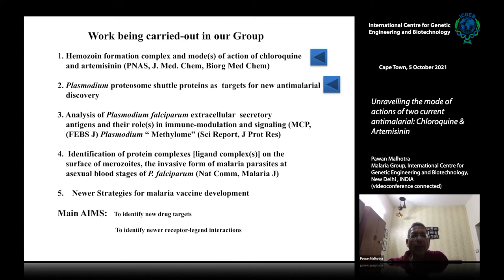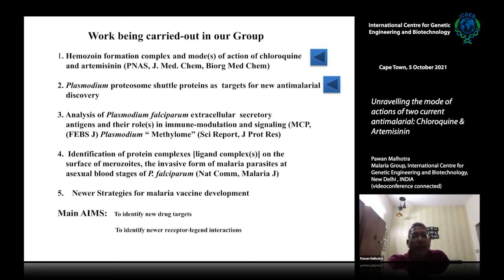So today's talk will be focused on how the parasite forms hemozoin and how the two current antimalarials, chloroquine and artemisinin, are acting on this pathway. But we need to discover more targets in this pathway and identify newer drugs. And we have also worked on how these drugs work. What is the mode of action of these drugs is the topic of my talk today.